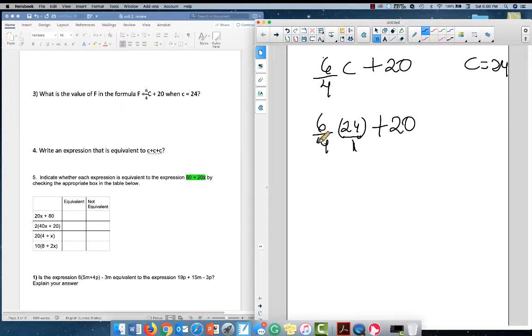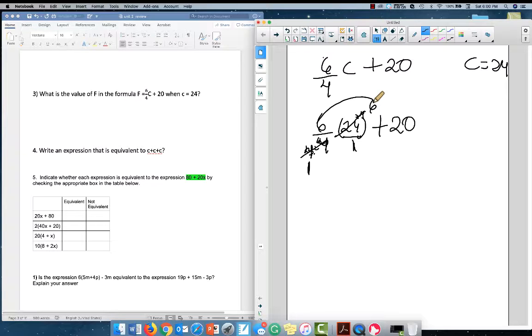So now I'm going to divide it by 4 here and 4 here. Cross it out. That's what we call it, cross cancel. 4 divided by 4 is 1. Cross it out. 24 divided by 4 is 6. So now I have 6 times 1.